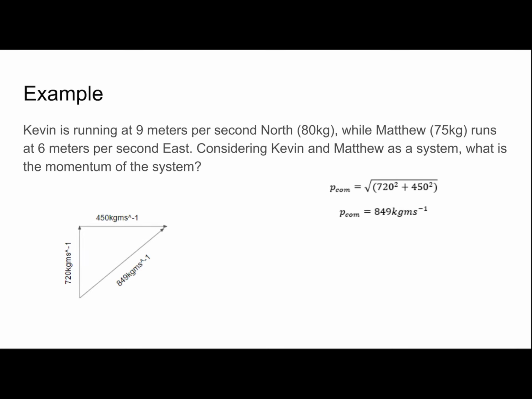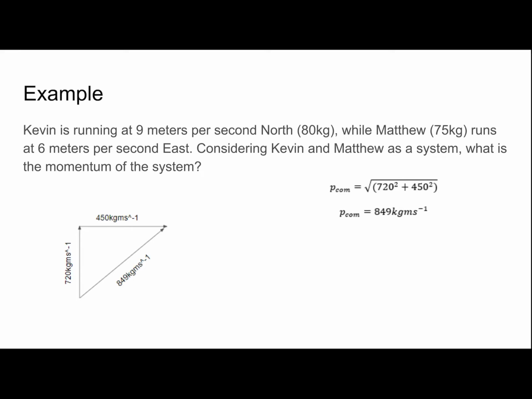In this case, Kevin is running 9 meters per second north, 80 kilograms. His momentum is 9 times 80, which is 720 kilograms meters per second. Meanwhile, Matthew runs at 6 meters per second east. 75 times 6 is his momentum, which is 450 kilograms meters per second.